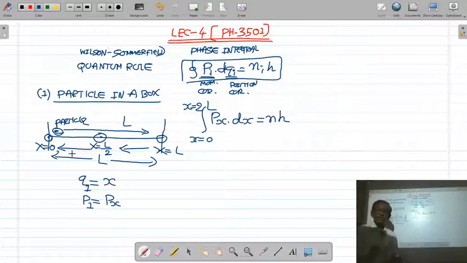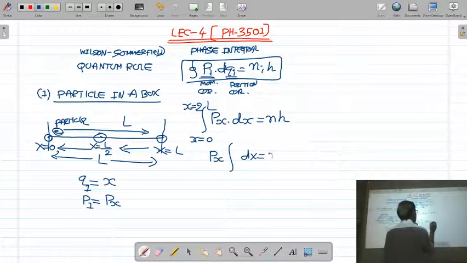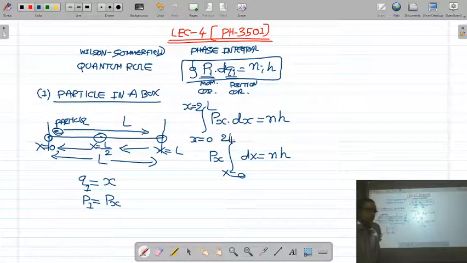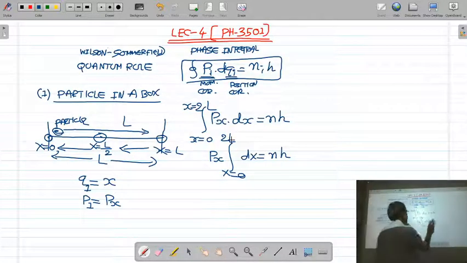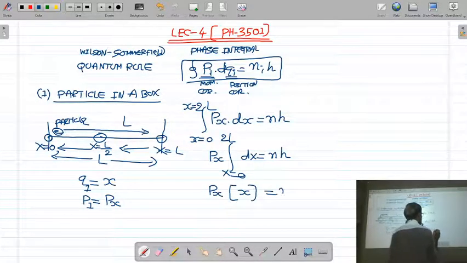There was one correction in the last lecture. I made one mistake, so I make that correction here. Px is the momentum of the particle. The integration of px dx is equal to nh, from 0 to 2L. Px is the momentum of the particle, a constant; the magnitude of the momentum is constant. So take it outside the integral. Integral dx is equal to x. You know very well that integration dx is nothing but x.